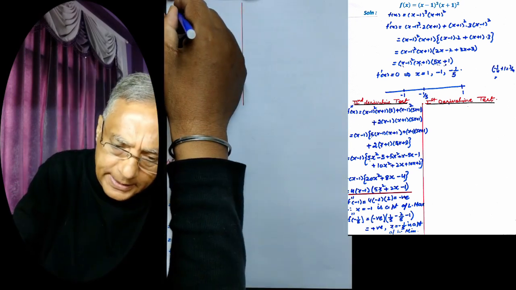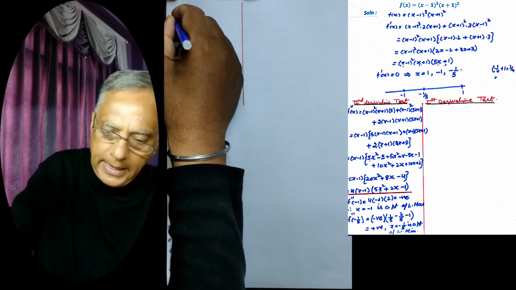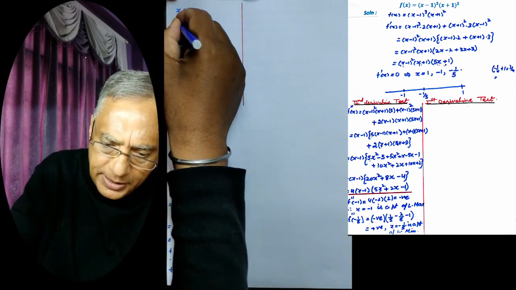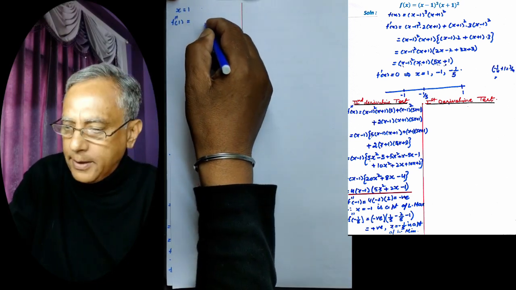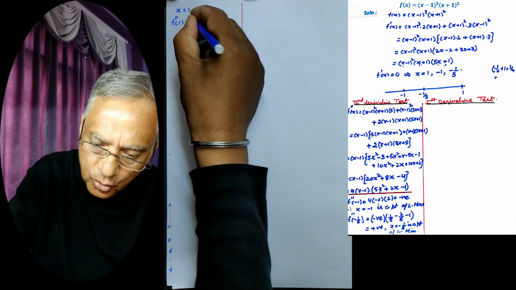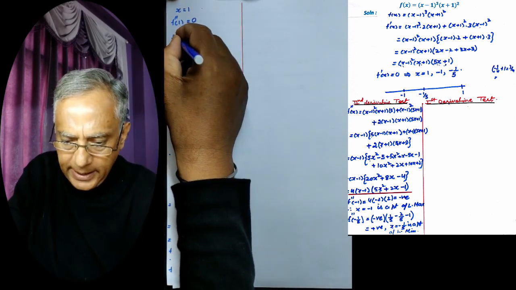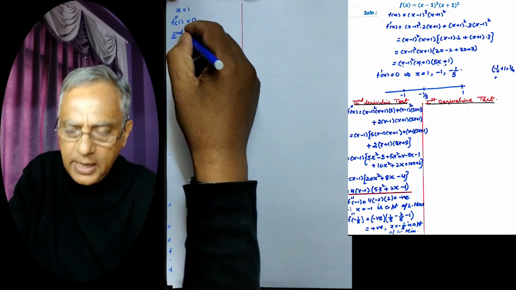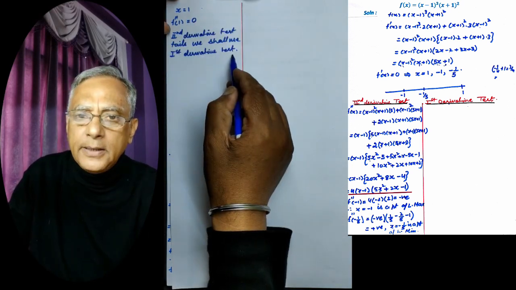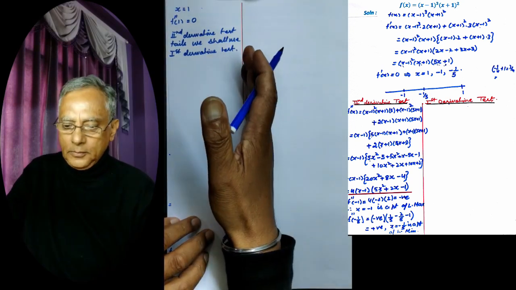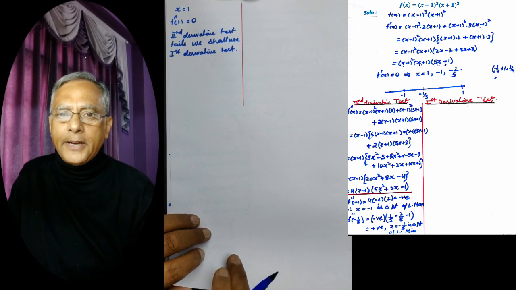Next point is x equal to 1, and f double dash at 1 is 4 into 1 minus 1. 1 minus 1 is 0. So this is 0. So the second derivative test in this situation fails, and we shall use the first derivative test. Now I complete the discussion for the first derivative test.